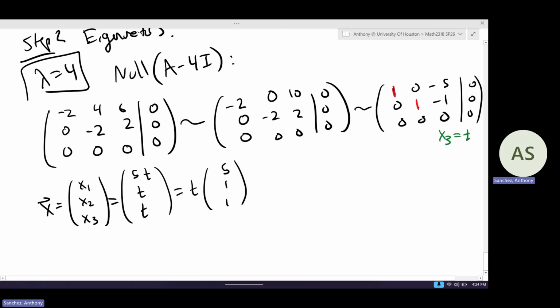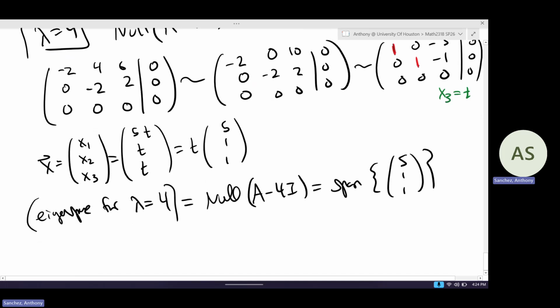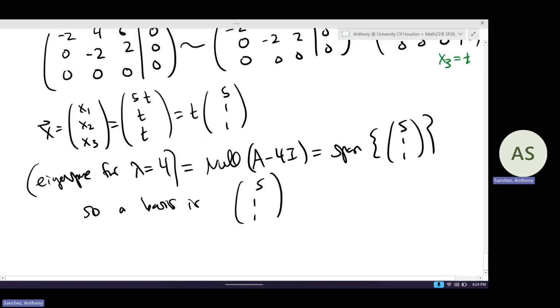And so this tells me that the eigenspace for lambda equal to 4 is, well, this is just going to be the null space of A minus 4I. And by the above, this is going to be spanned by a single vector, 5, 1, 1, right? And so it's a basis. So a basis is, for example, the vector 5, 1, 1, if you want. Okay? So that's what a basis for this eigenspace is.